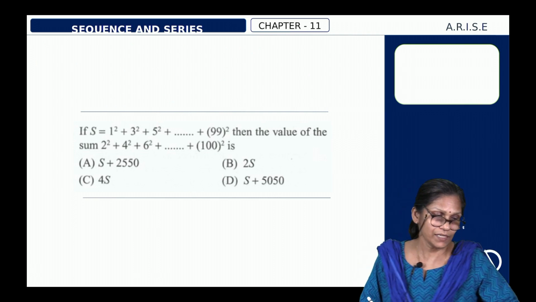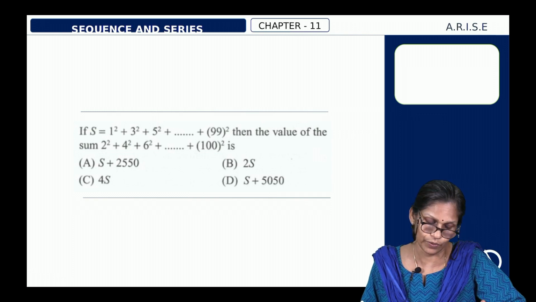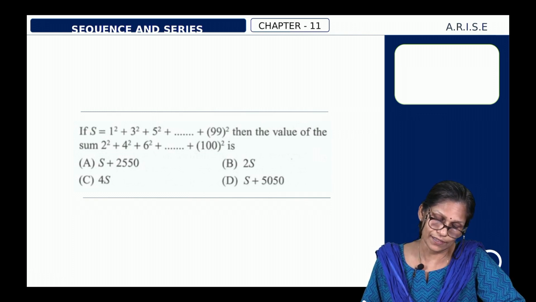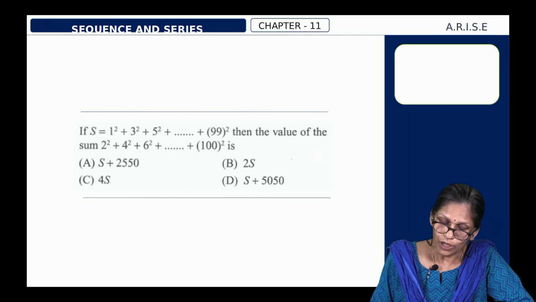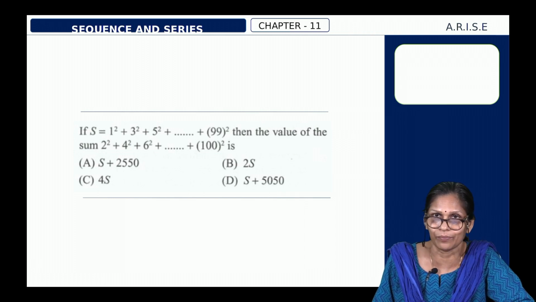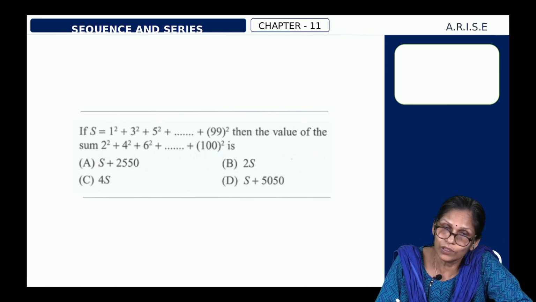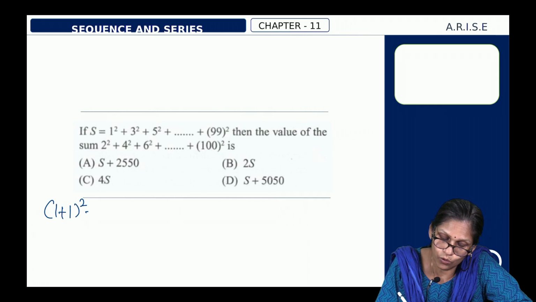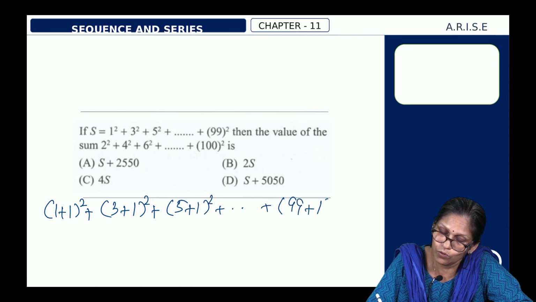Now, if S is 1 squared plus 3 squared plus 5 squared plus ... plus 99 squared, then the value of the sum, which is 2 squared plus 4 squared plus 6 squared plus etc. plus 100 squared, is what you have to find. Now, you have to make use of the sum that is given in your question to evaluate this sum, right? So, look at this, sum in your question is 1 squared, 3 squared and all. So, this 2 can I write as 1 plus 1 the whole squared, 4 is 3 plus 1 the whole squared, plus 5 plus 1 the whole squared plus etc. plus 99 plus 1 the whole squared.